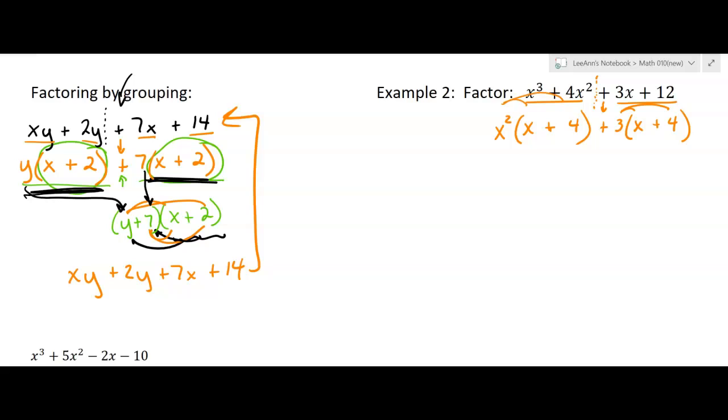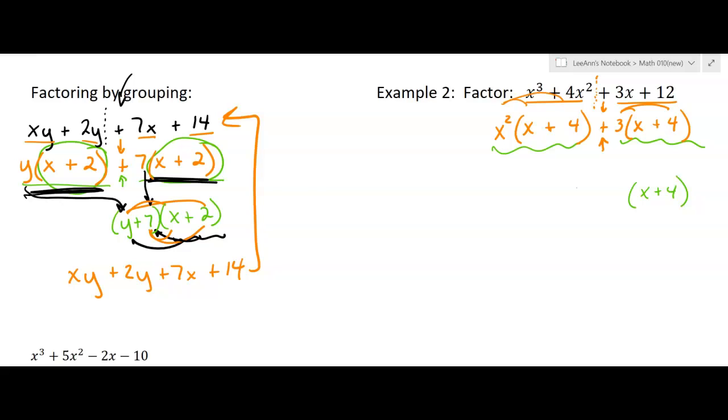Okay, now step back, look at the whole thing. It's not factored because you have stuff plus stuff, right? That addition sign right there. Okay, but is there something that this has in common with this? And the answer is yes. It's x plus 4. So I'm going to put that in the back. Again, if you want to put it in the front, that's fine.